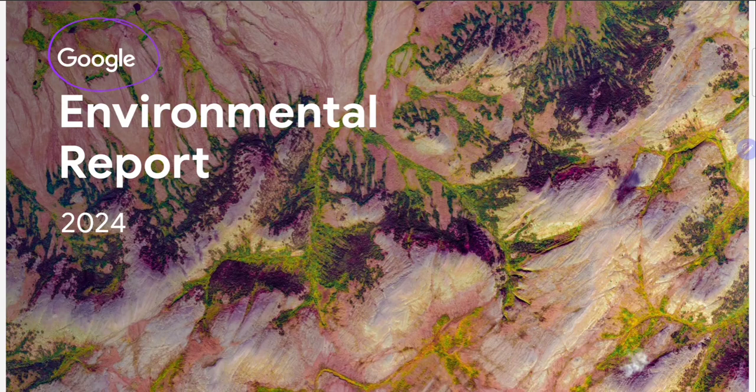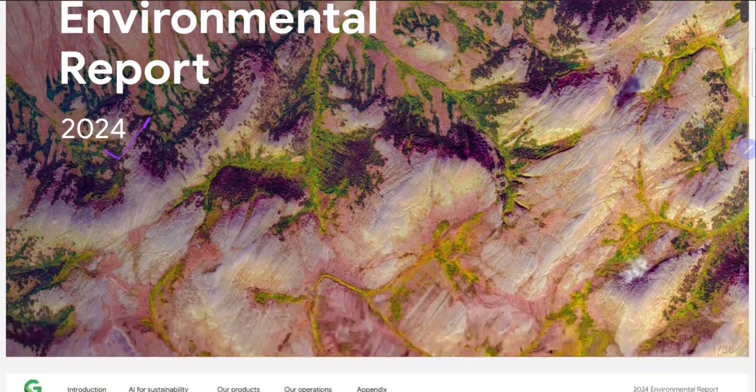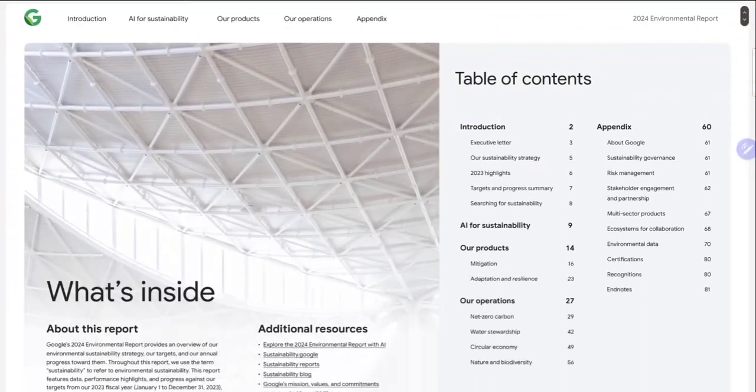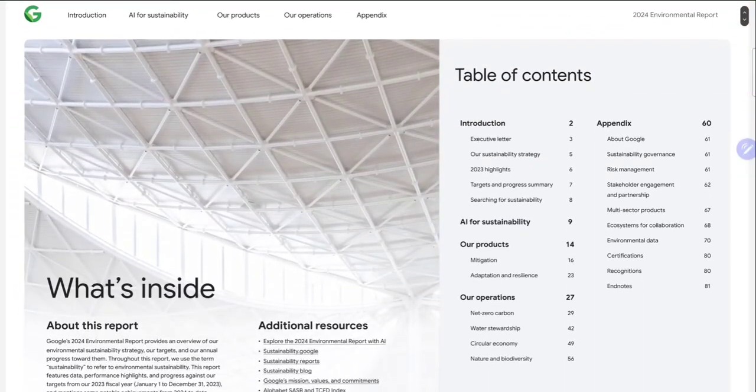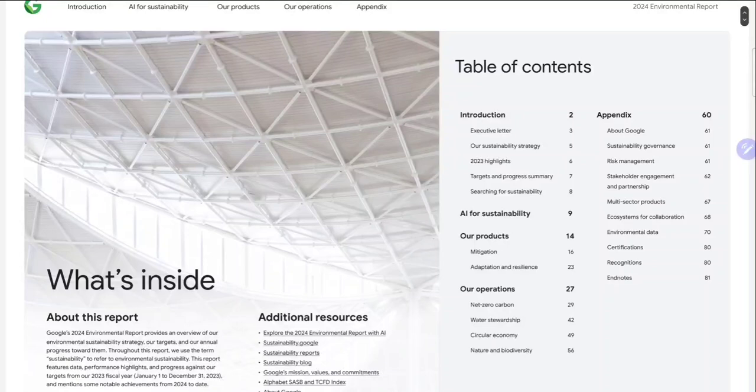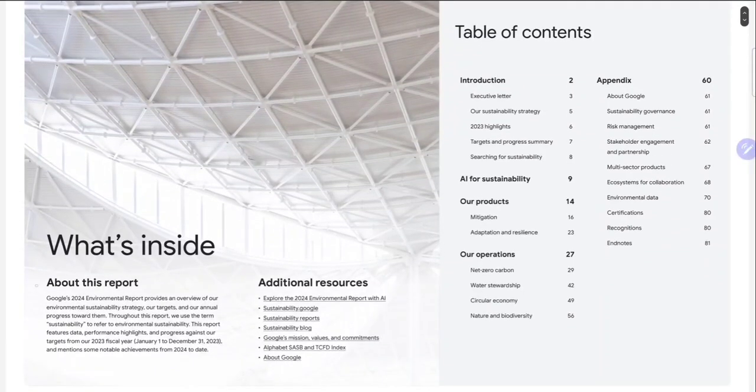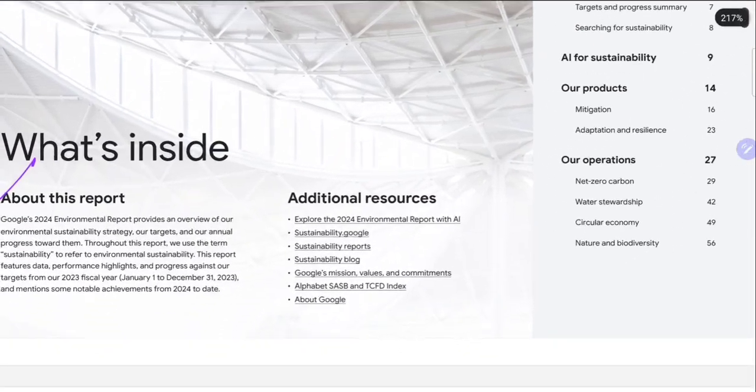Okay, so we'll go through this report one by one. We'll see the table of contents, what is covered in it, and then further also. This is the latest report for 2024. So see the table of contents here. In this, it is covered what is in the report. About this report, I'll zoom in for you.